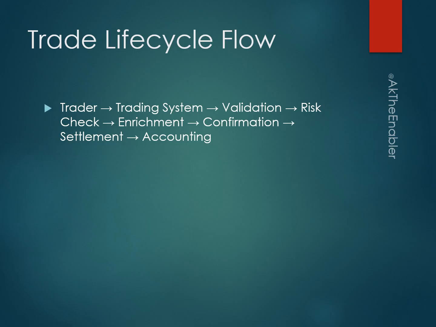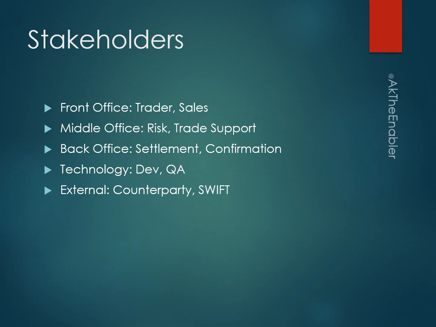Is there any lower limit, higher limit? I cannot buy more than 1 million shares. I cannot buy more than thousands. All these kinds of risk factors are there, and those checks need to be done during the risk check. Then the enrichment will happen, like I just said, other details like account details, instrument details, settlement details, and confirmations. All these things will happen during the trade life cycle, and settlement and accounting will happen. Okay, so this is the flow of the life cycle.